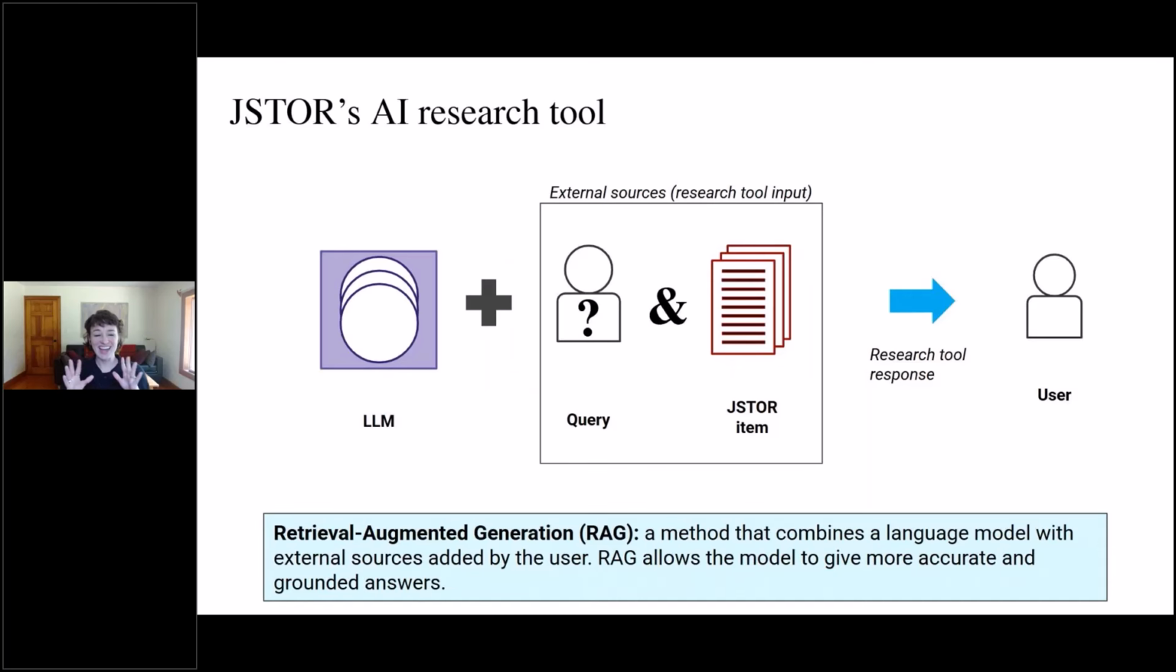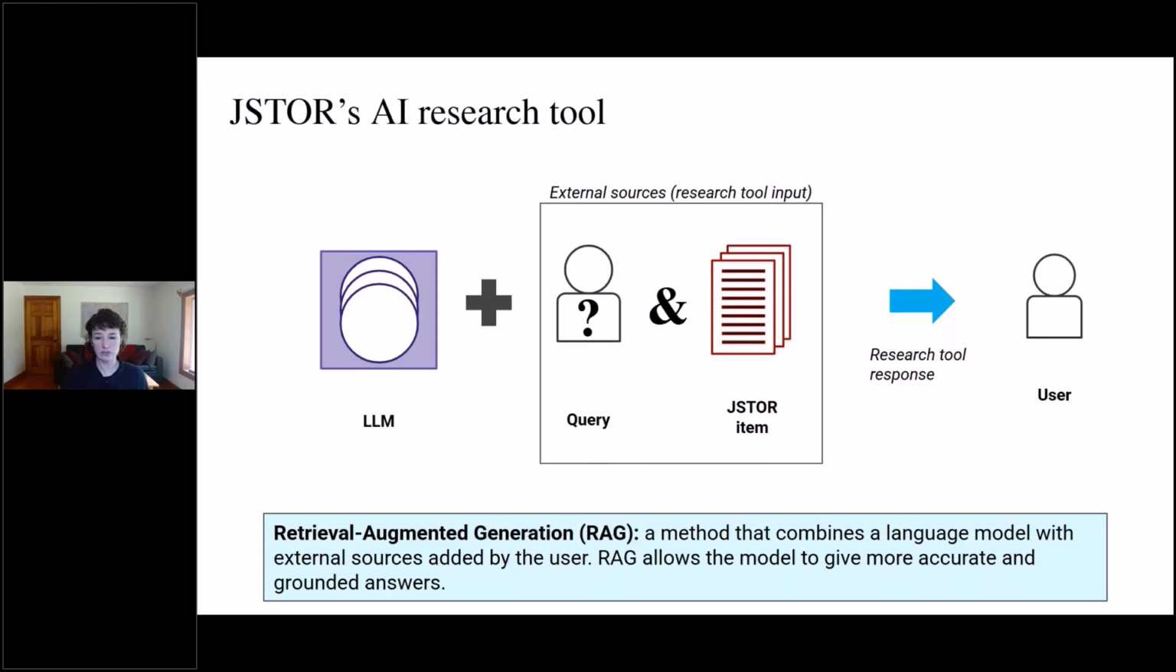Okay, so how does the research tool use the LLMs that we just talked about? Or maybe you're asking, is it just a version of ChatGPT that's embedded on JSTOR? And the answer is no. But the longer answer is one way of describing the larger process that the research tool runs on is that it is a retrieval augmented generation, or RAG, system. And RAG, retrieval augmented generation, is a method that combines a language model with external sources. So you're seeing a visual representation of that on the screen.